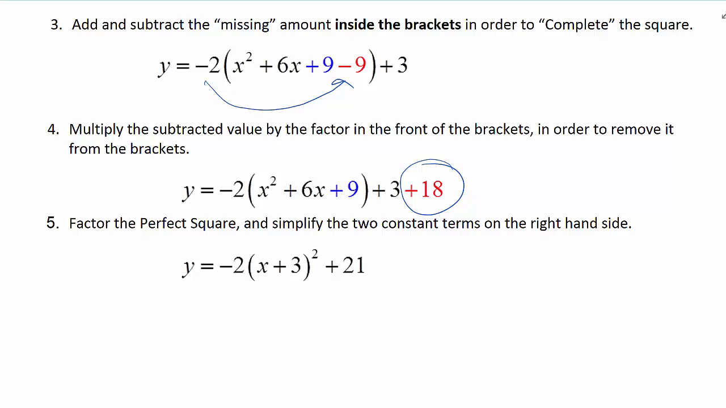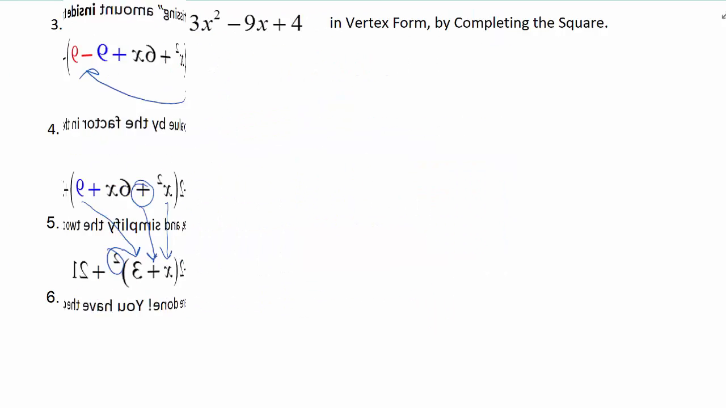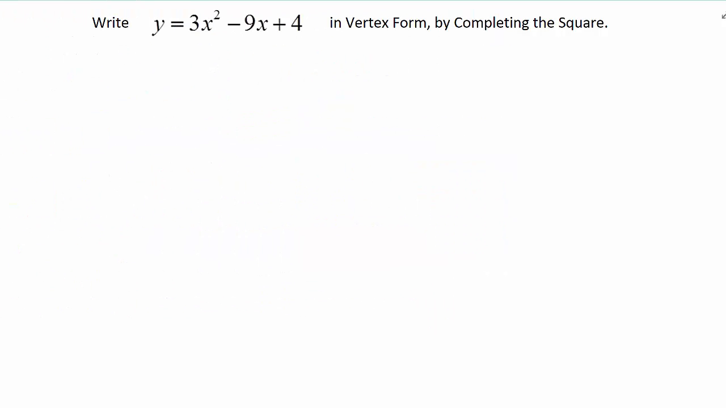How did I get these? Well, factoring a perfect square should be really easy. You start off by taking the square root of x squared, which is x, the square root of 9, which is 3, and we will use whatever sign is in the middle. And don't forget to write squared on the outside as well. Step 6. There is no step 6. You're done. You have the quadratic function now in its vertex form. Congratulations! Let's try another one following the 5 steps from up above.